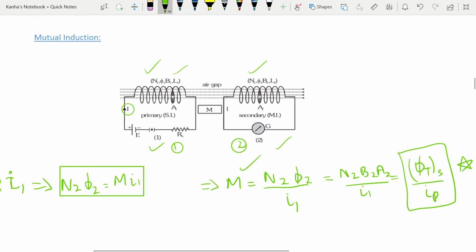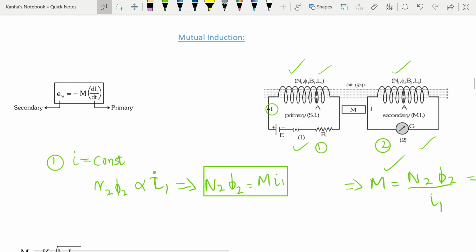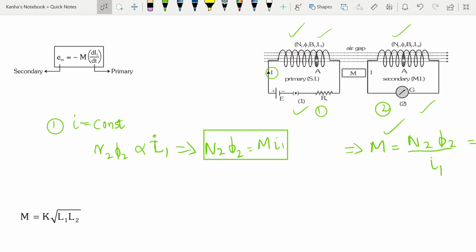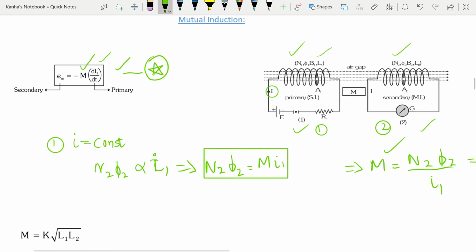You should also note case 2, when the current through the primary coil is changing with respect to time. In this case, N2 phi 2 is equal to M I1, and that implies that the EMF induced in the secondary coil is equal to the coefficient of mutual inductance times the rate of change of current in the primary coil. This is also extremely important, and we'll be using this later.